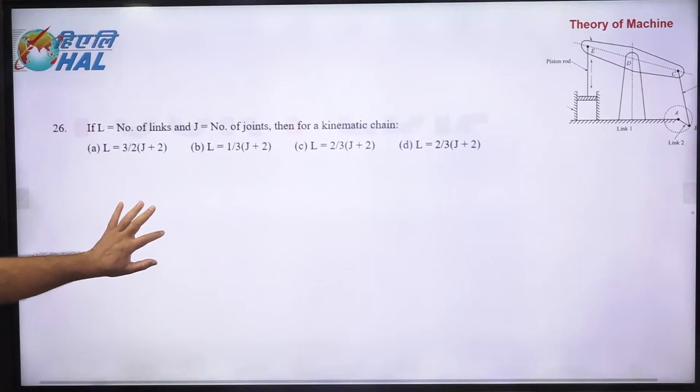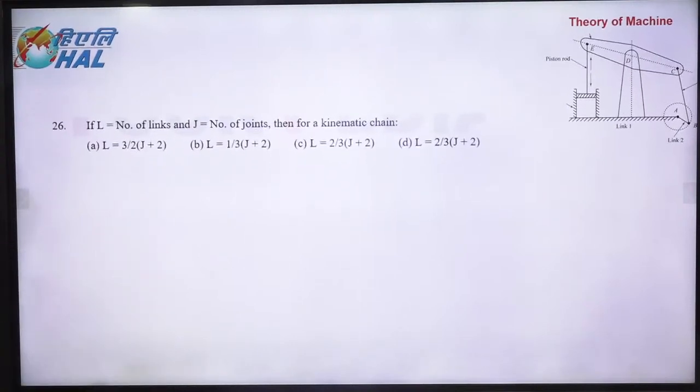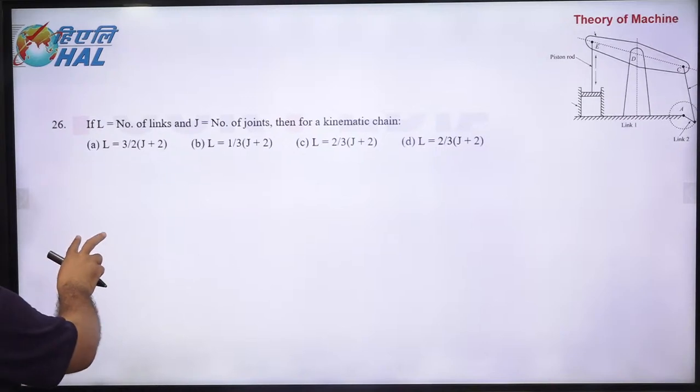Okay, give me the answer for this. We have already done this also. Give me the answer for this. I'm sure you can give number of links, number of joints. We have just now found this formula.